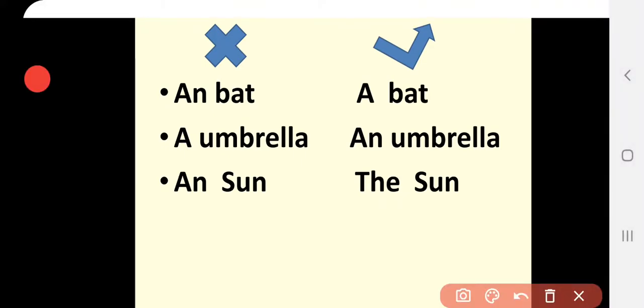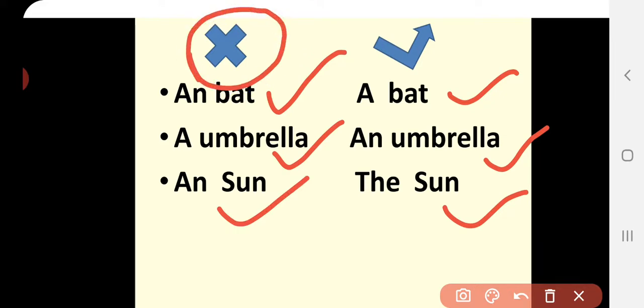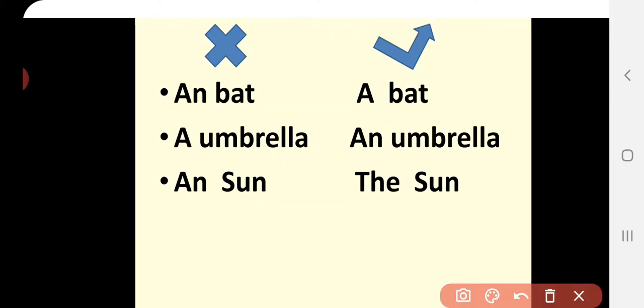In the right side column, you see a bat, an umbrella, the sun. In the left side, you see an bat, a umbrella, and sun. Here I have given a cross mark, that means it is wrong. Here I have given a right mark, that means it is correct. Why is it wrong in the left column and why is it correct in the right column? Let us understand the examples.